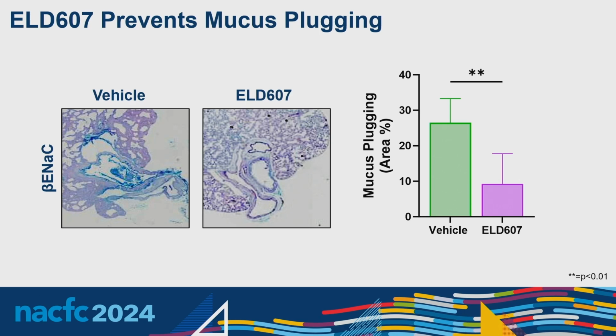And as goblet cells lead to mucus hypersecretion, increasing mucus plugging within the airways that you see in the left panel, we also saw a significant reduction of mucus plugging within the airways after treatment with ELD-607.